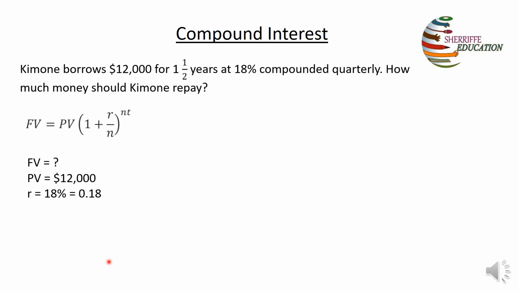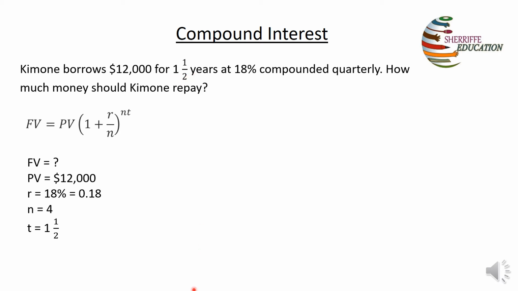R, our rate, is very easy to identify because it's given in percentage. So the only thing that we have here in percent is 18%. So converting that to a decimal, we get 0.18. N is equal to 4 because we're told that it is compounded quarterly. And the time is 1.5, because the time is given in years, which is 1.5 years.